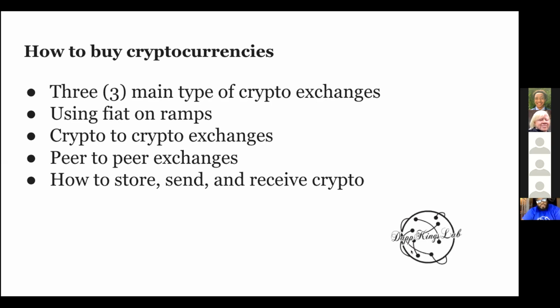How to store, send, and receive crypto. We went over some of this already. How you are going to store it is that you need a wallet, whether it's going to be a hot wallet or a cold wallet. Some hot wallets are like MetaMask, and Coinbase also has their own wallet. For cold storage, there's brands like Trezor or Ledger, and there are many others out there that I would encourage people to research and use to store your crypto. So those are the two main types of storage: your hot and your cold storage.